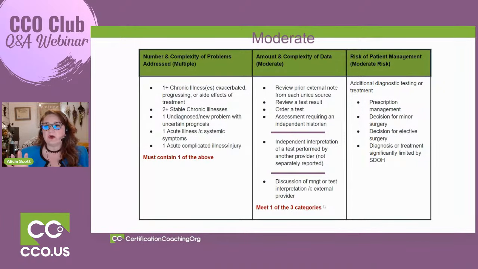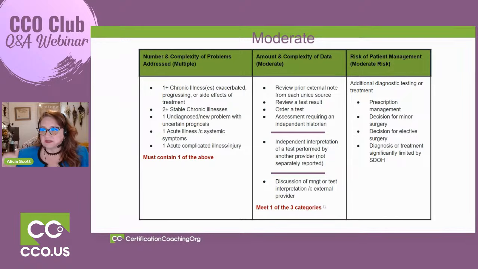Now, we are going to predominantly focus on the first column here, number and complexity of problems addressed, because the club member that submitted this question, this is where they were having problems. They specifically stated one acute illness with systemic symptoms or one acute complicated illness and injury. They were struggling with systemic symptoms. What does that actually mean? So we're going to discuss that.